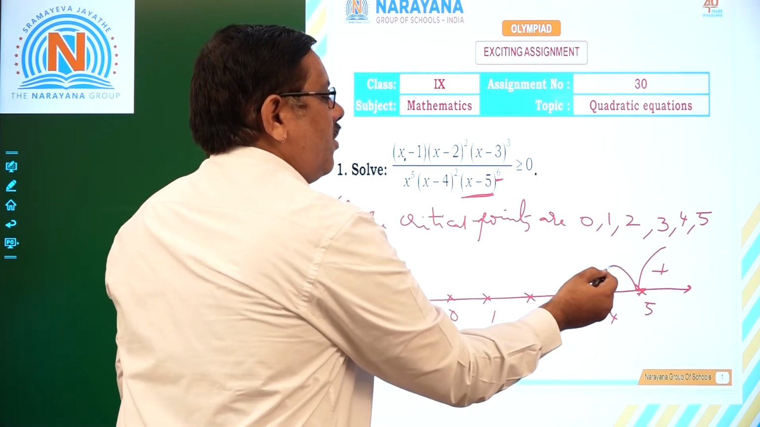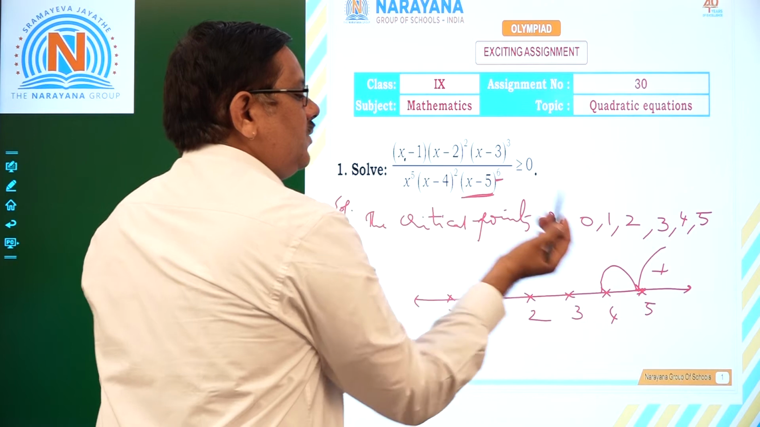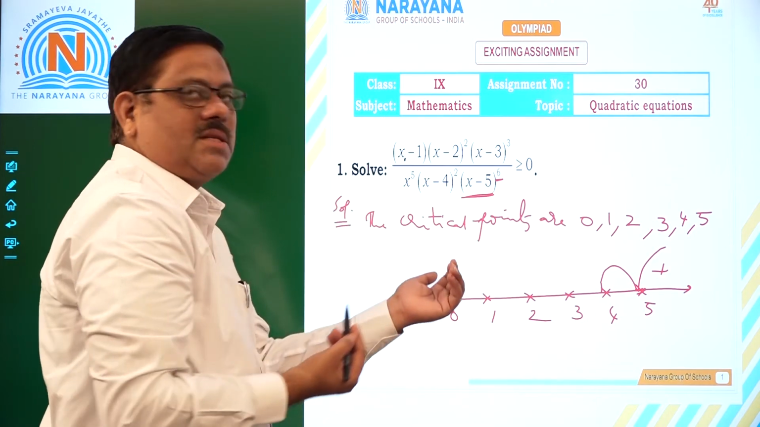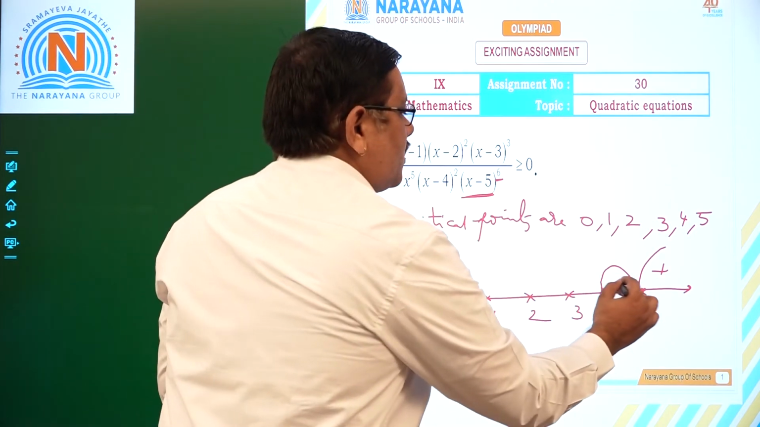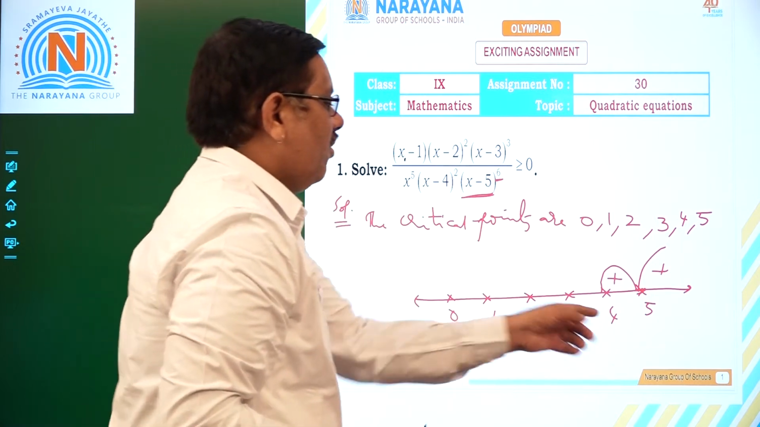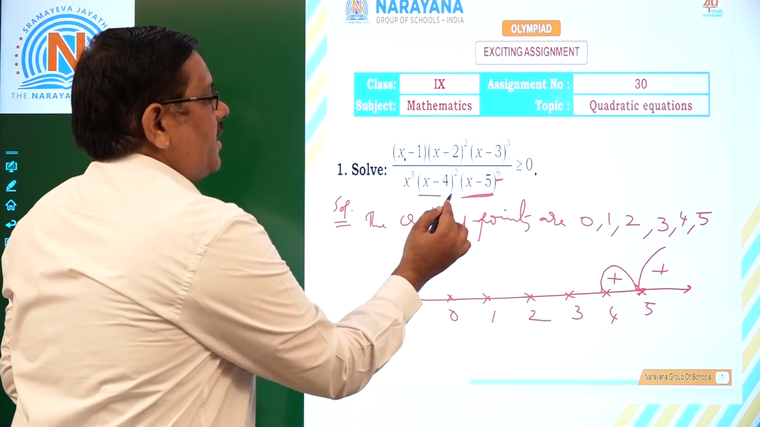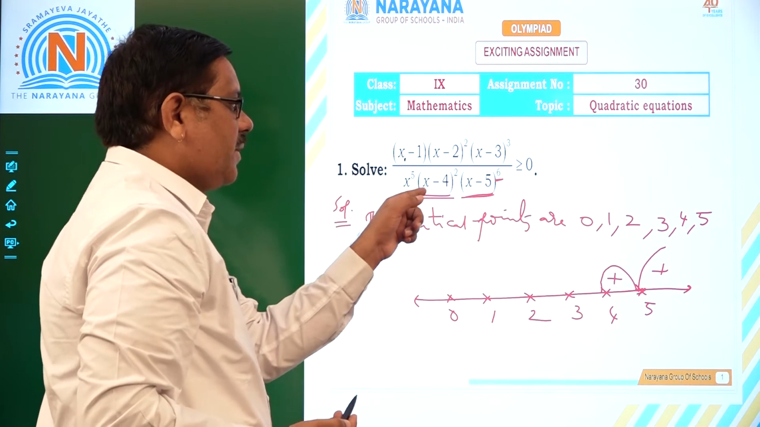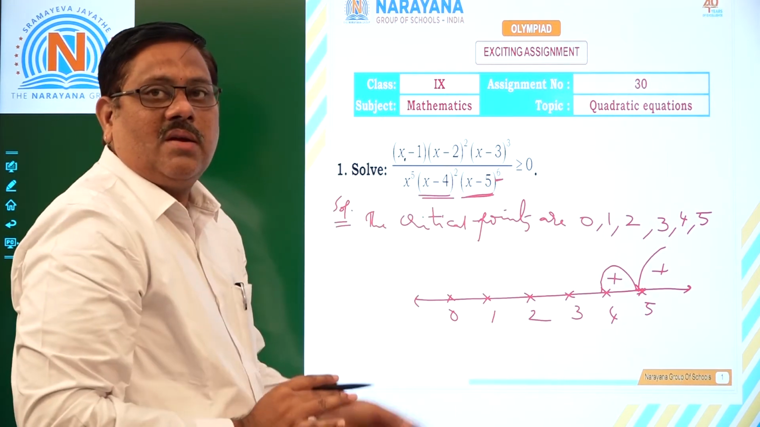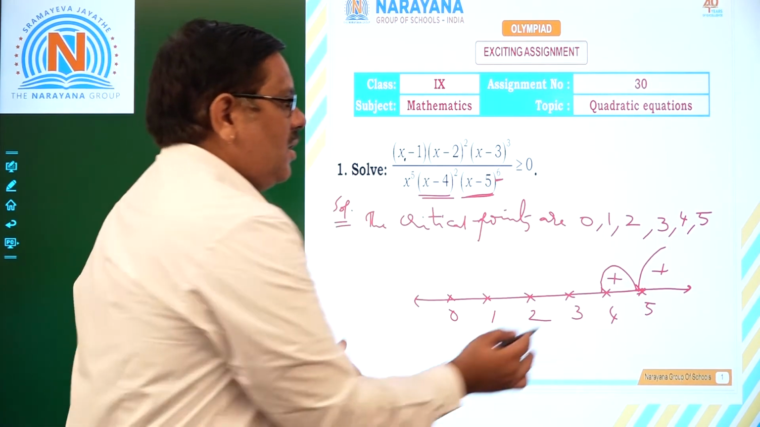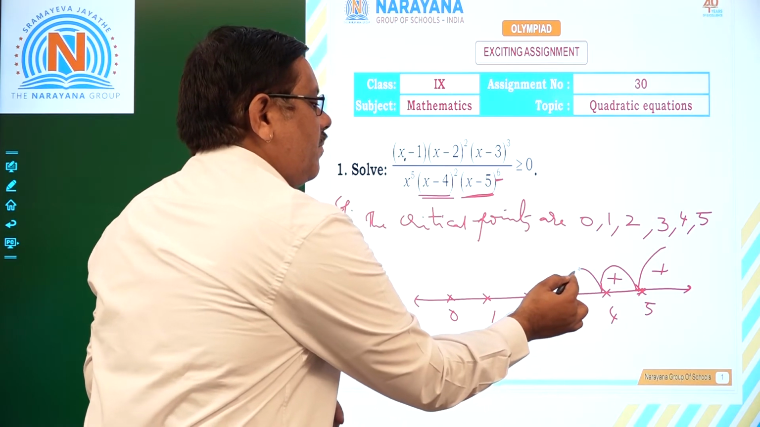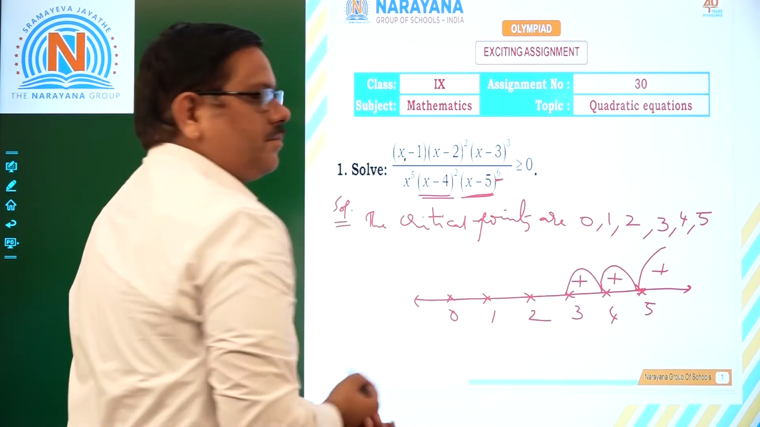So it is again positive till 4. Till 4 it is positive, meaning till the next critical point. It is also positive here. Next, if you look at 4, 4 is because of x minus 4. Okay. X minus 4 also has its power as 2. That is again even. So the curve nature remains the same. Meaning it is again positive.